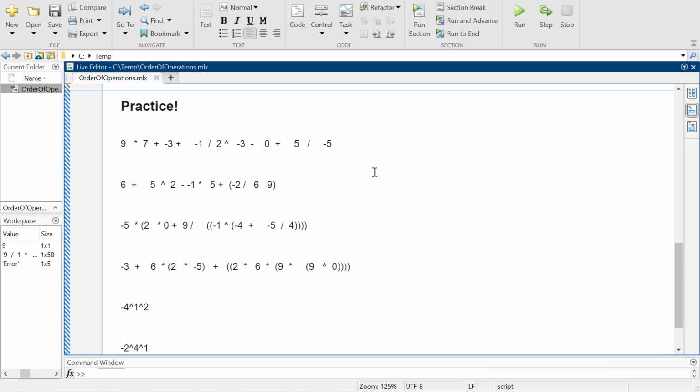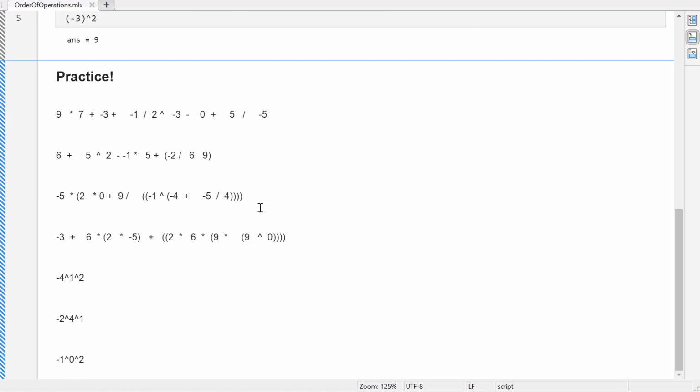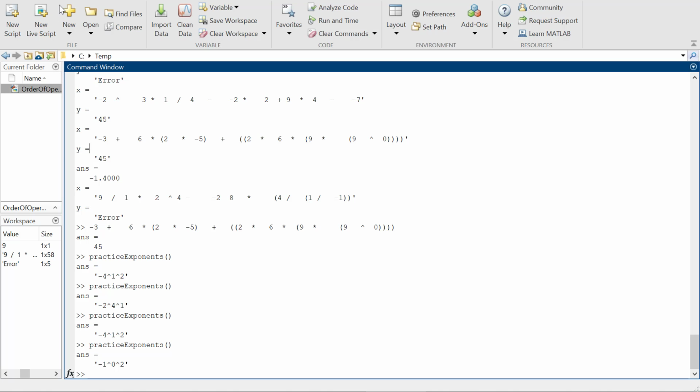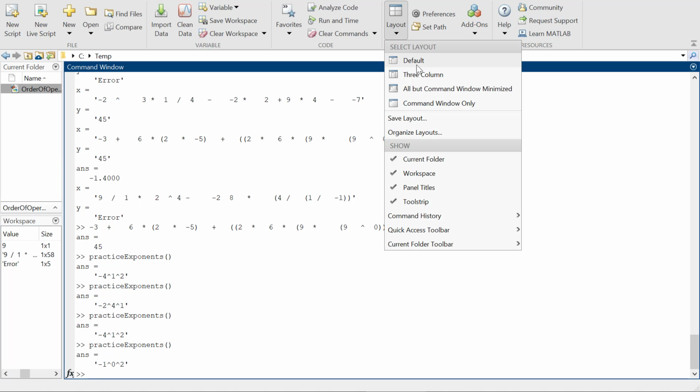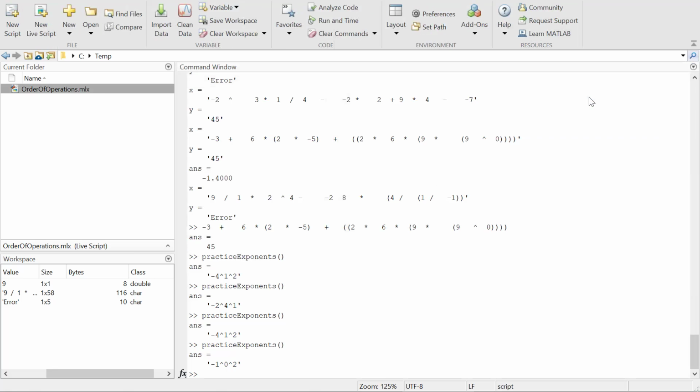Okay, so let's try these. I'm going to do something a little different, just because we haven't done this before. I'm going to mess up my screen. I'm going to undock this just so you can see everything. And now it's a little bit bigger. If you ever get something weird and you don't like the way it looks, you can always come back over here and under layout, you can go back to default and then it'll put everything back where it goes and it'll be beautiful and perfect. But I'm gonna undock this just so that you can see.